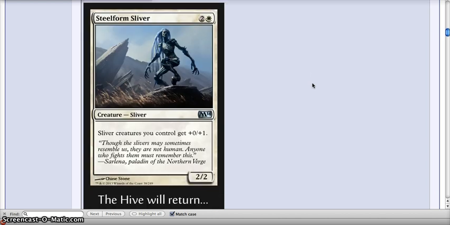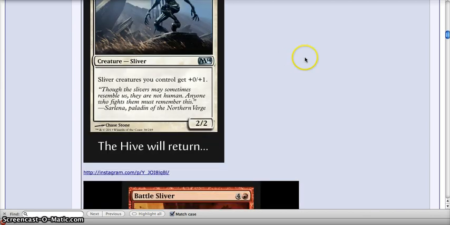Then we have Steel Form Sliver. This one is pretty obviously human-based. It's almost robot looking, which is a little confusing, because if its environment is plains and stone, why would it be metal? But okay, forget the flavor. It's two and a white for a 2/2. Sliver creatures you control get +1. So classic staple. There was another Sliver that did something like this back in the day, I think in the Time Spiral block, but usual stuff.